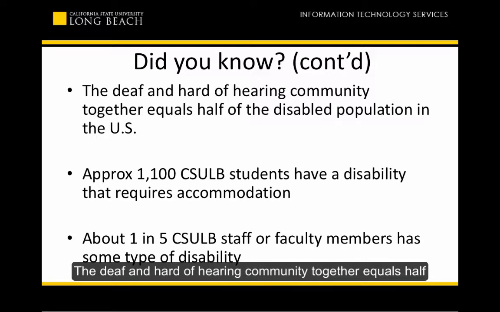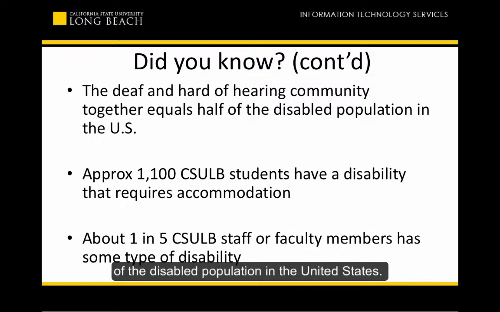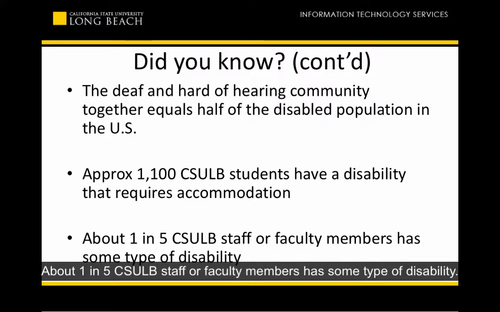The deaf and hard of hearing community together equals half of the disabled population in the United States. Approximately 1,100 of CSULB students have a disability requiring alternative media or other accommodations. About 1 in 5 CSULB staff or faculty members has some type of disability.